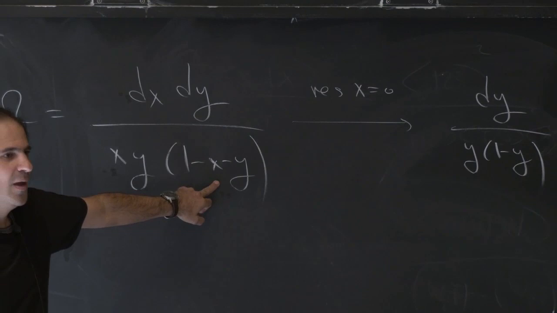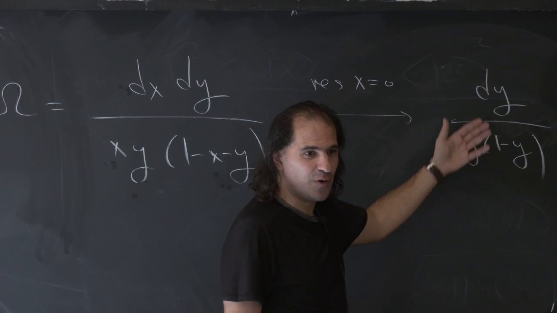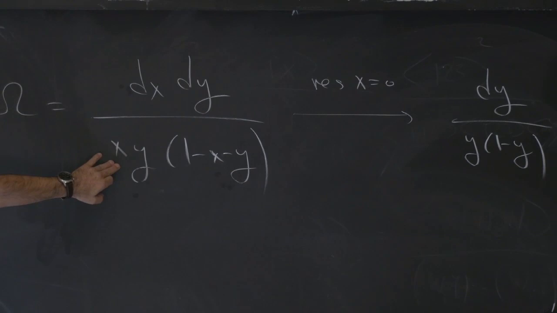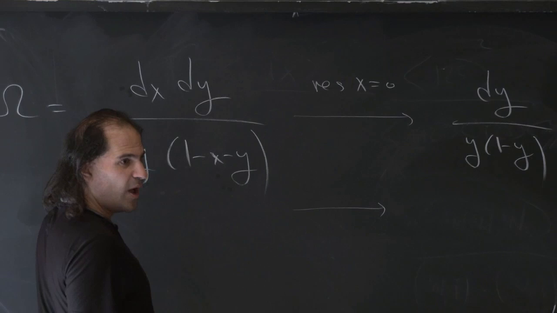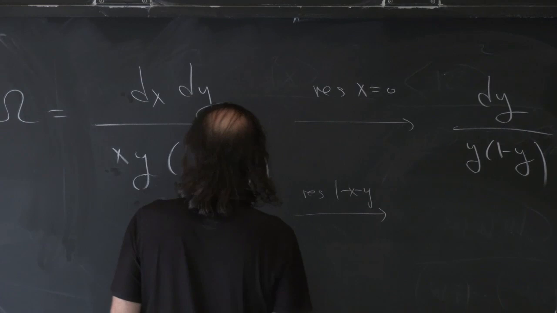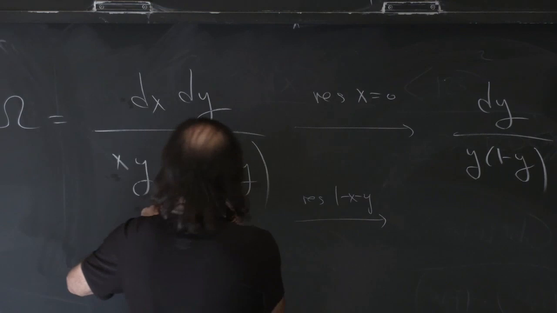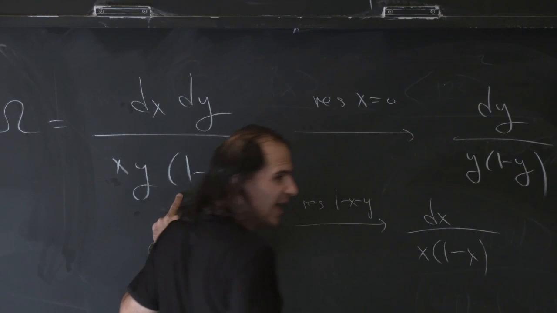But that's cool. This is now a canonical form for an interval between 0 and 1. So we have a 2 form, but the residue on x equals 0 gave me the canonical form for an interval that we've seen already. And so we can do all of them. Obviously, the residue on y equals 0 is going to be similar. Let's do the residue on 1 minus x minus y equals 0. If I solve for y equals 1 minus x, or the other way around, regardless, I get dx over x(1 minus x) again.